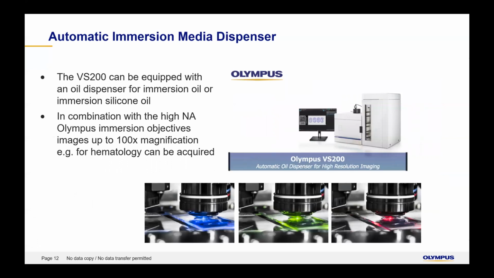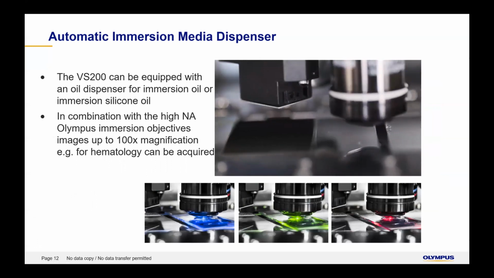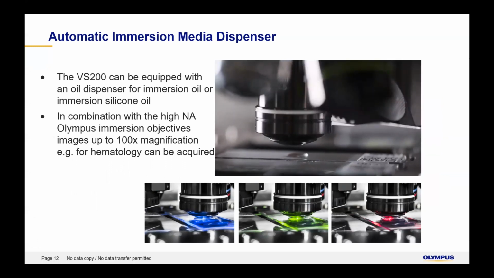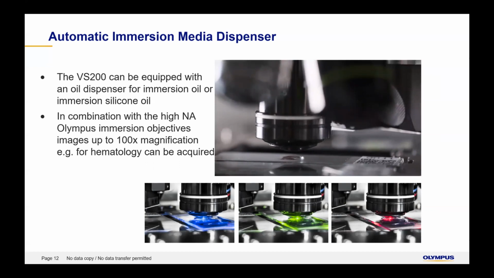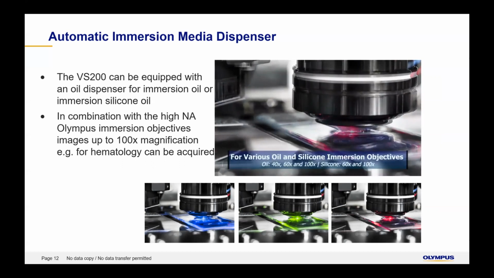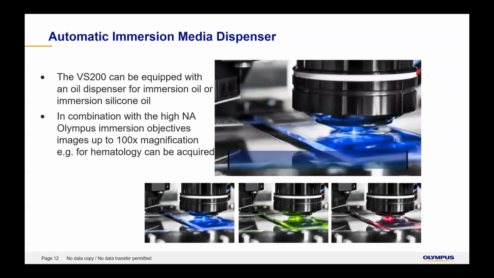Now, I mentioned the oil immersion capabilities of the VS200. Every system is capable of having an automatic oiler attached. This can be equipped with either conventional immersion oil or silicone oil. The system will dispense a preset amount of oil onto a slide and image. If more oil is needed, the system automatically detects this, stops scanning, and adds oil appropriately. We have also implemented a safety system where the scanner will not allow you to scan slides with oil on them until you've told the software that the oil has been removed.